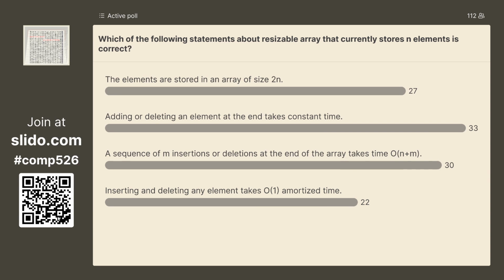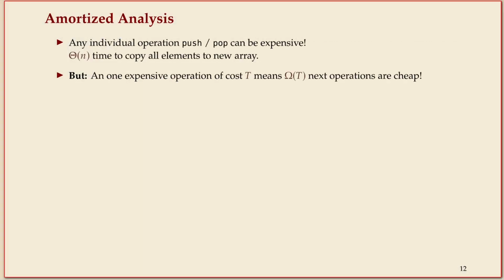If you roughly look at this, there's roughly a quarter of people who think each of the statements is true, right? Something like that. So what comes up in this context is something that's more important than in this concrete example. I'll try to be not too quick on that part. And that's called amortized analysis.